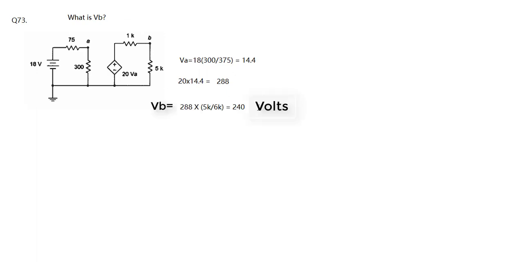Okay, and that gets you 240 volts. So for this setup, the voltage seen at B, VB, is 240 volts.